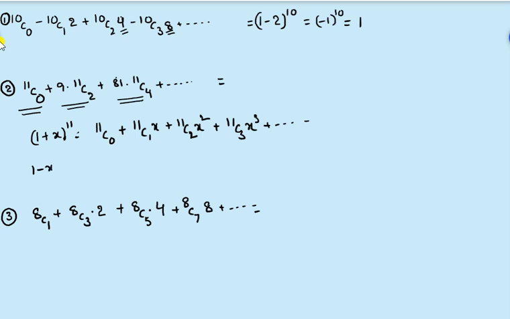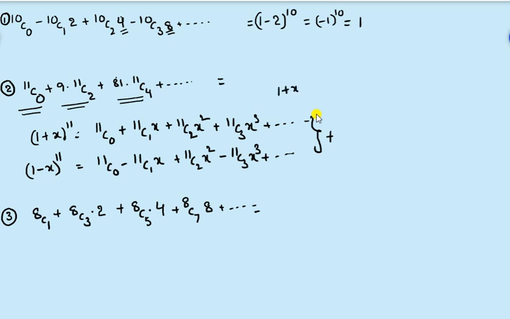At the same time, the expansion of (1 minus x) whole to the power of 11 is 11C0 minus 11C1 into x plus 11C2 into x square minus 11C3 into x cube plus and so on. What about these two summation? If you add both, then we will get (1 plus x) to the power of 11 plus (1 minus x) to the power of 11 is equal to 2 times 11C0, yes or no?